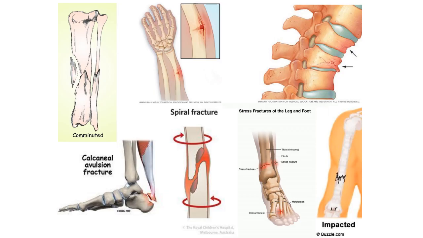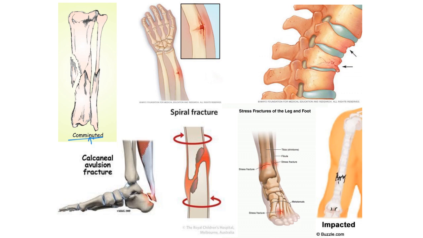If you closed your eyes, it's time for you to come back. So let's look at some different kinds of fractures. You are going to be expected to be able to recognize these and know the characteristics of these different kinds of fractures. So the first one here is a comminuted. Comminuted, that's an N, right?